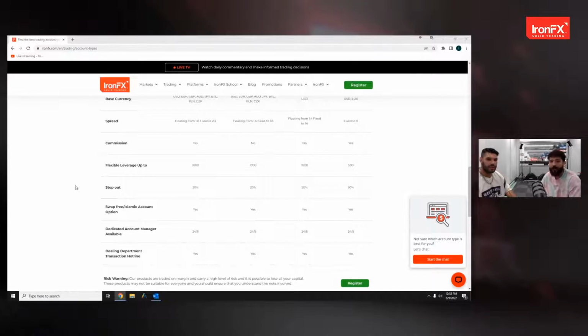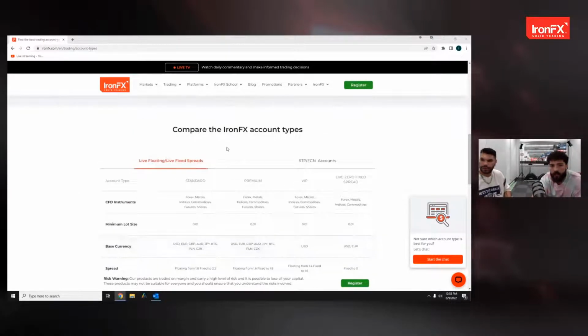Now, for the Islamic accounts, which is an option for some people, we have the swap-free accounts, and a dedicated account manager, which is for all the accounts. Whenever someone needs, they have their own account manager, basically, 24/7. Now, we've got the dealing department, which handles transactions. It's like a hotline, you've got them there anytime for your service. And this is basically the standard live floating account.